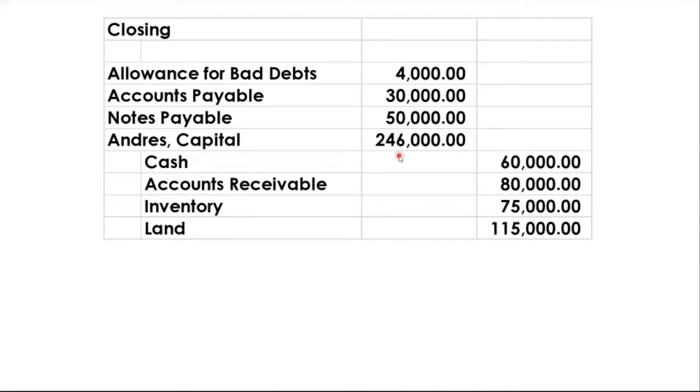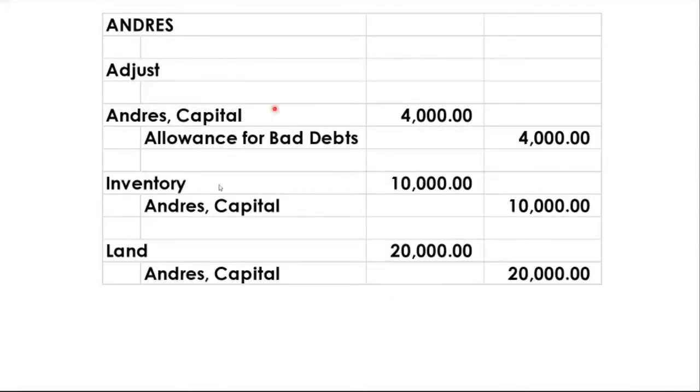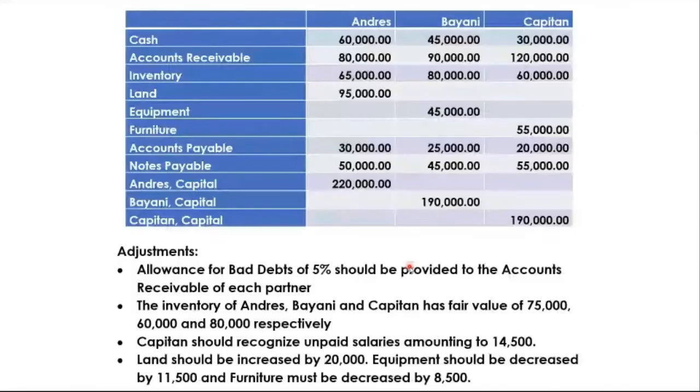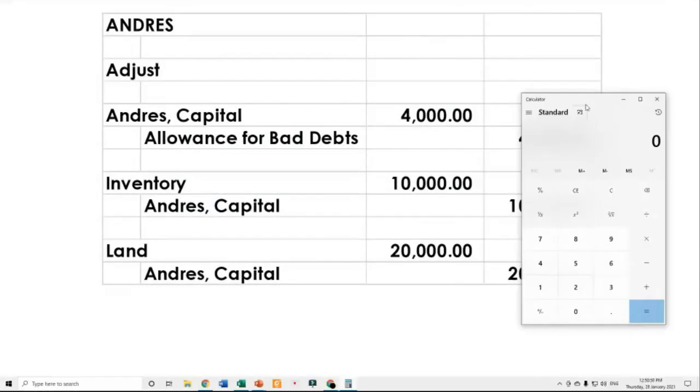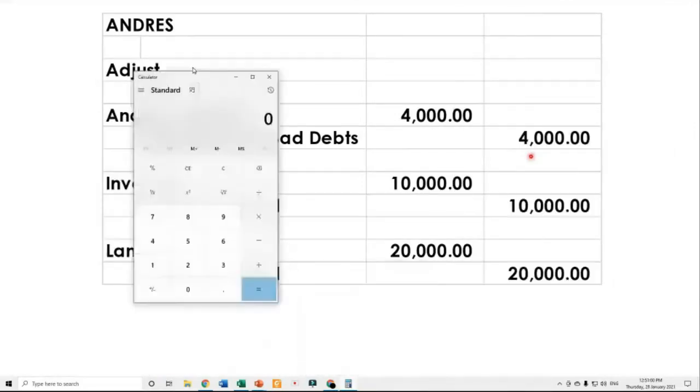You can also do the direct computation of the capital by simply getting the original capital balance in the problem given and then make the necessary adjustments as provided in our adjusting entries here. Okay? So to get the shortcut, let's start with 220,000 and we are going to make the adjustments here.